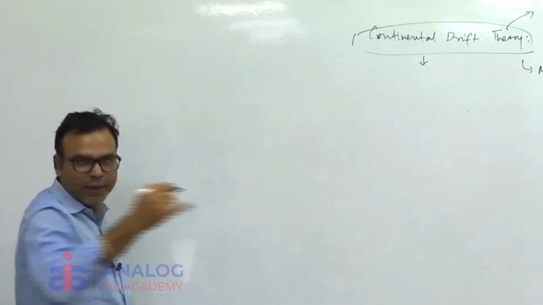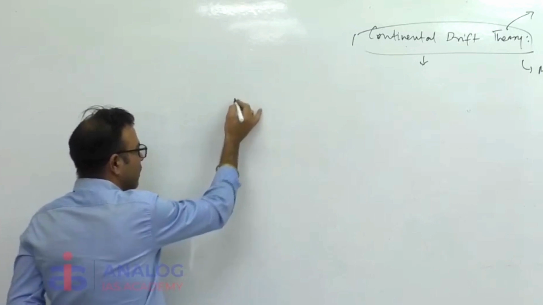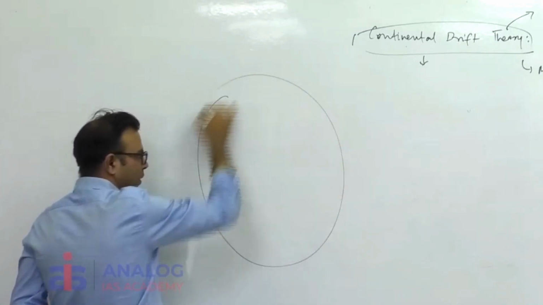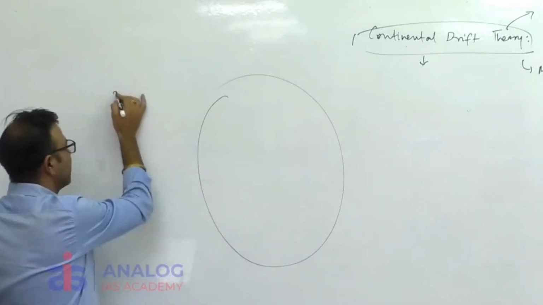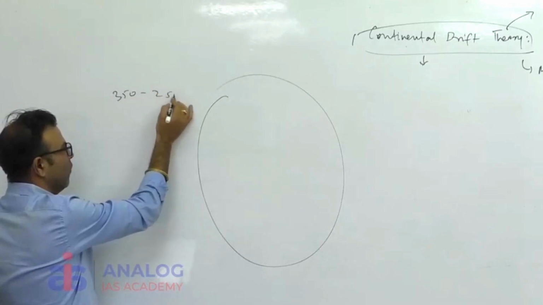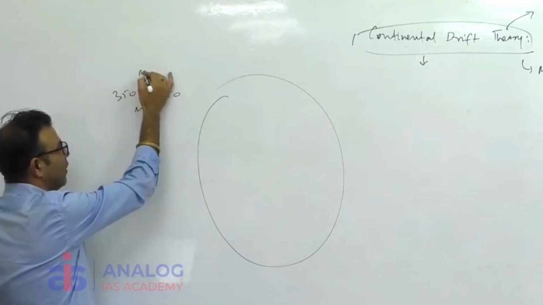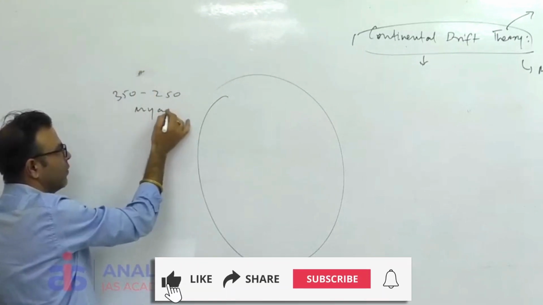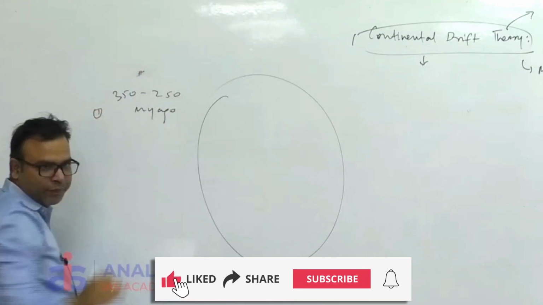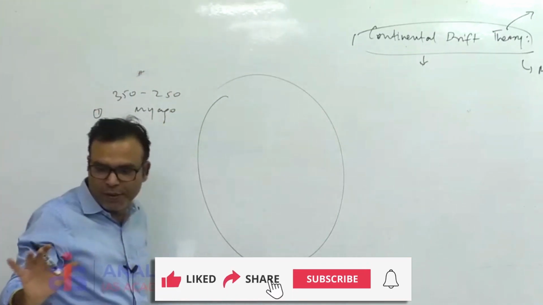Above 250, like 350 to 250 million. So just look at this diagrammatic part. First situation is 350 to 250 million years ago. In the middle we have taken 300 million years ago. Stage 1. And diagrammatically I am presenting this.